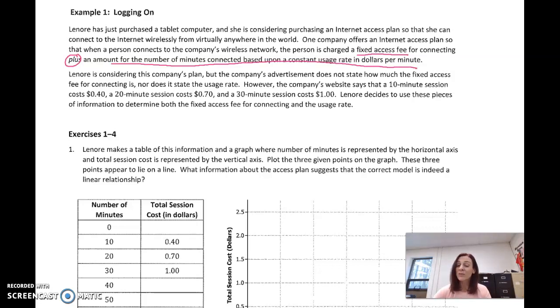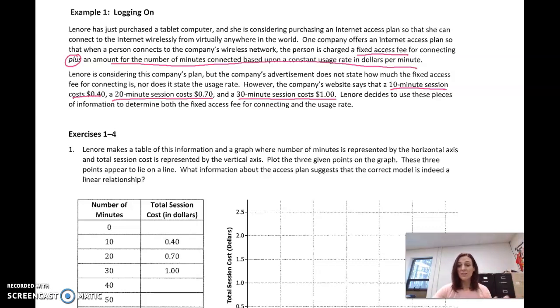It doesn't say what the fee is or what the rate is. But we're going to see if we can figure it out because they say that a 10-minute session costs 40 cents, a 20-minute session costs 70, a 30-minute session costs $1. Okay, so we're going to use these pieces, like Lenore did here, to determine both the fixed access fee, the amount we're starting with, even if we use 0 minutes, and the usage rate.